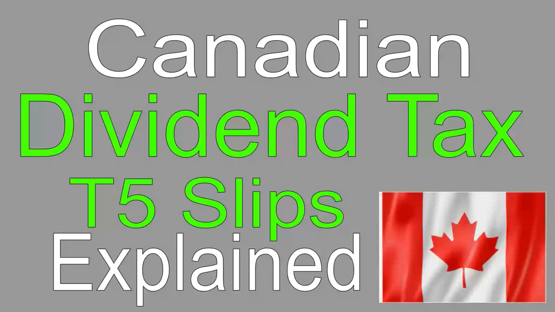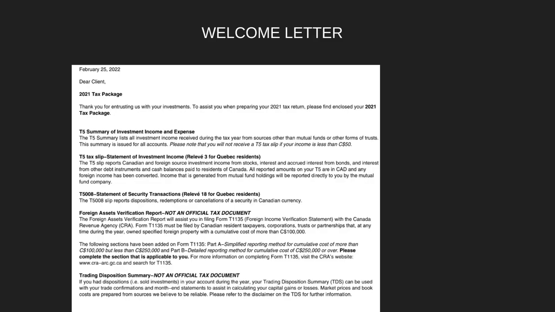So what you'll normally get, here's what came out of the tax slips for my investment account. I got a welcome package, talked about the T5 summary of investment income I was going to get, and a few other items on there. But here's what we earned in 2021.